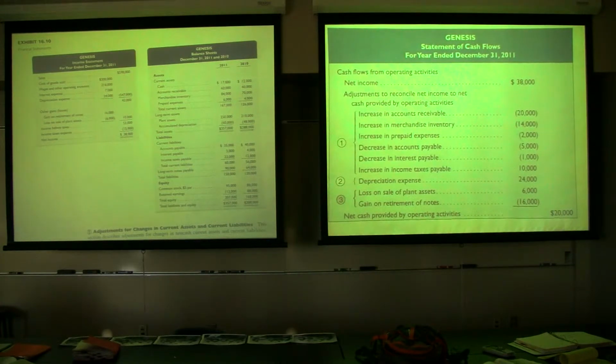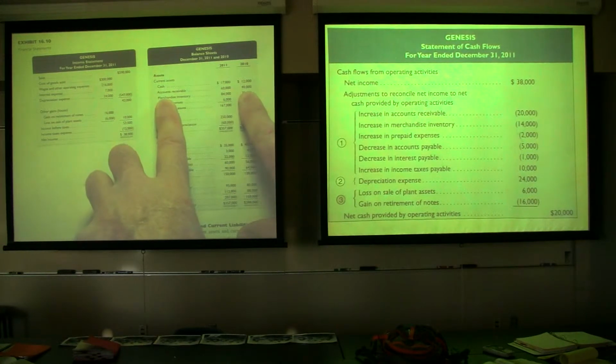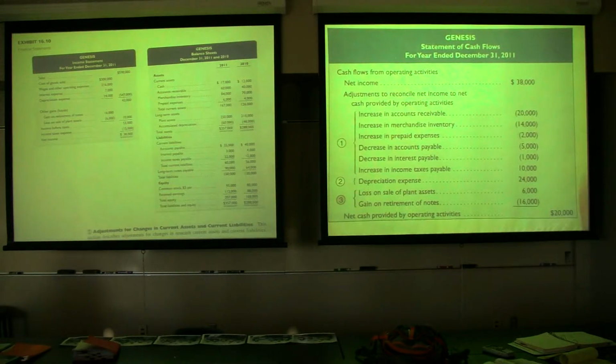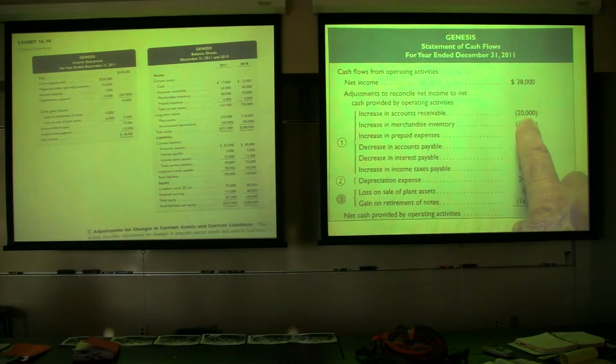So if you have an increase in accounts receivable, as happened here, so accounts receivable were $40,000 in 2010, it jumped up to $60,000 in 2011, that means there's $20,000 worth of sales that have not been converted into cash, they've not been collected. If they've not been collected, you take that $20,000 out, because from a cash standpoint, there's not a sale.